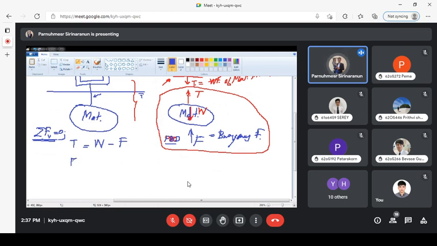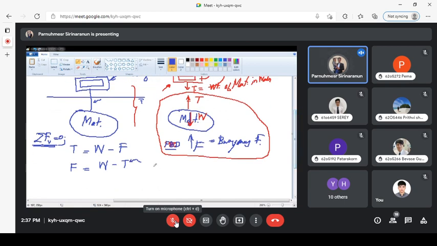The second meaning that you get is buoyancy force equals what? Weight of material minus tension force. But tension force is equal to what? It is equal to the weight of material in water. W is the weight of material in air by normal.